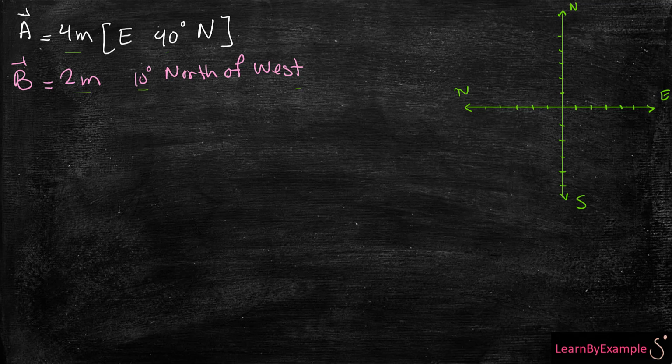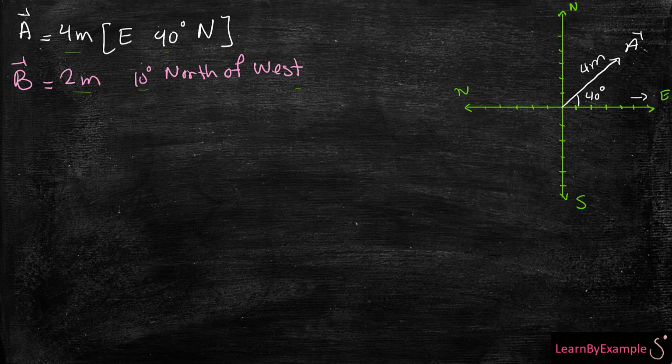So I have vector A, which is going east, which is in this direction, 40 degrees north. So it's going to look something like this, and this will be 40 degrees because I'm going east first, and then I'm going 40 degrees north, right? So this is A, and for my vector A, it would be 4 meters in units.